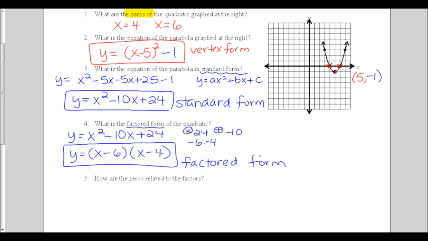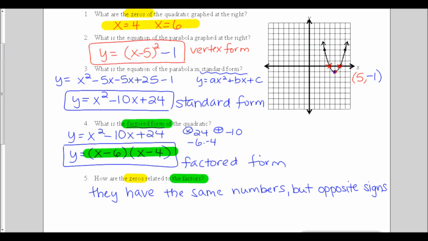We recall from number 1 that the zeros of our equation were x equals 4 and x equals 6. After we rearranged our equation, we got the factors of our equation. The factors of our equation were x minus 6 and x minus 4. So how are the zeros and the factors related? They have the same numbers but opposite signs. So my zero was x equals 4. My factor was x minus 4.